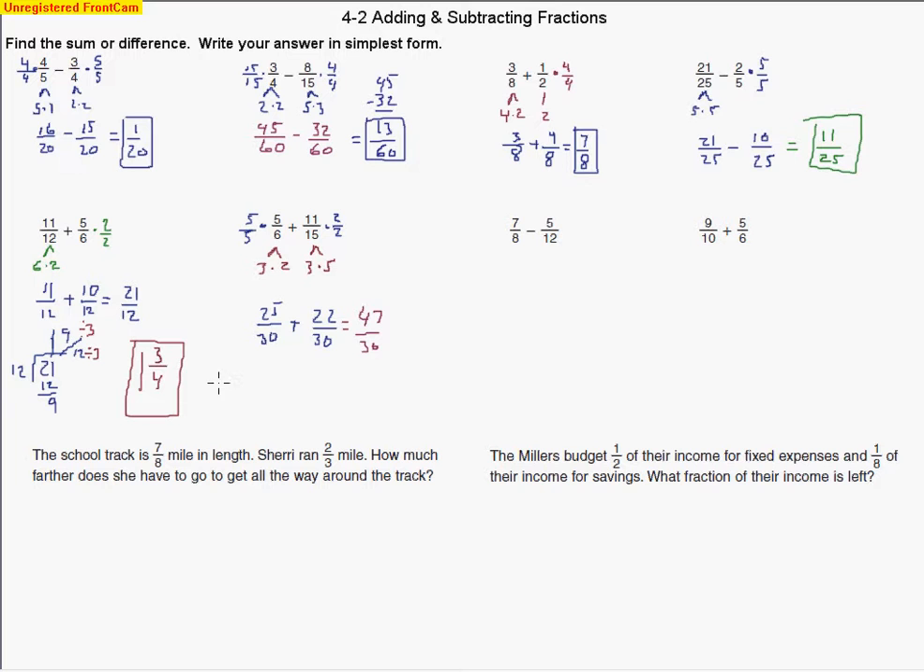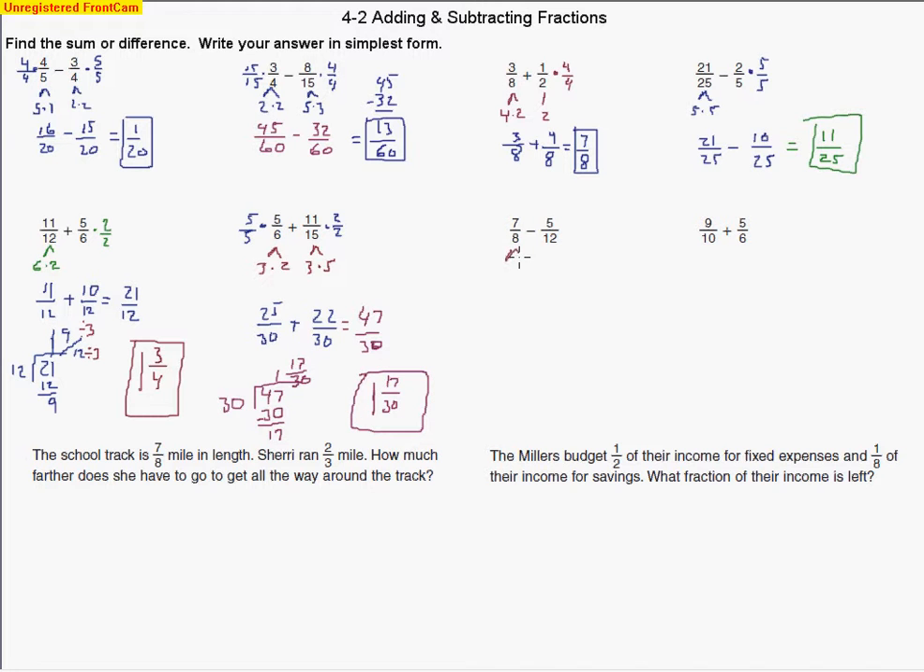Not done yet, though. It's an improper fraction. Let's go ahead and change that to a mixed number. Top dog in the doghouse. Divide 30 into 47 goes one time. Do the subtraction. We're left with 17. 17's a prime number. No common factors there, so we have 1 and 17/30.